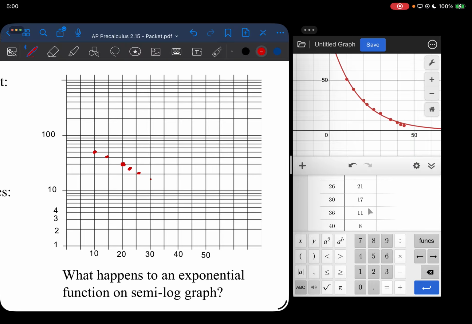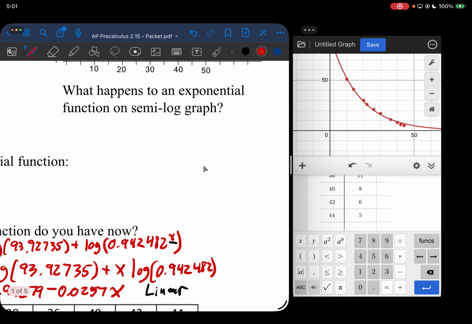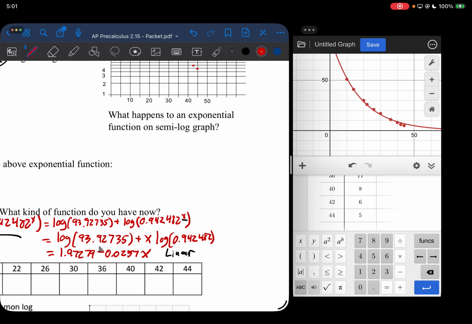30, 17. 36, 11. So that's close to 10. 40, 8. So that's going to be just under. 42, 6, 44, 5, now if you notice, the points, they kind of line up a little bit. That tends to happen. And so what we just did, by taking the log, that demonstrates that.